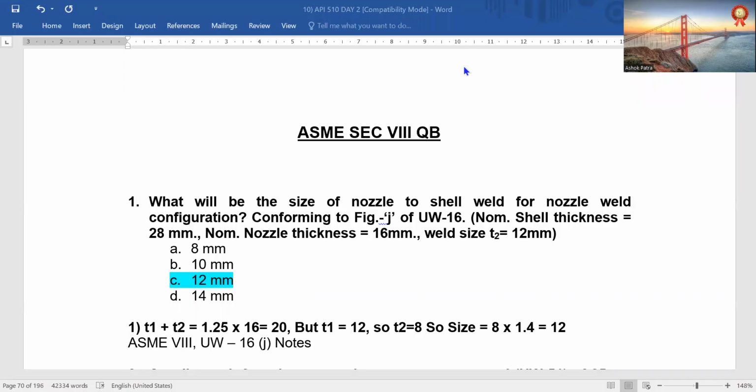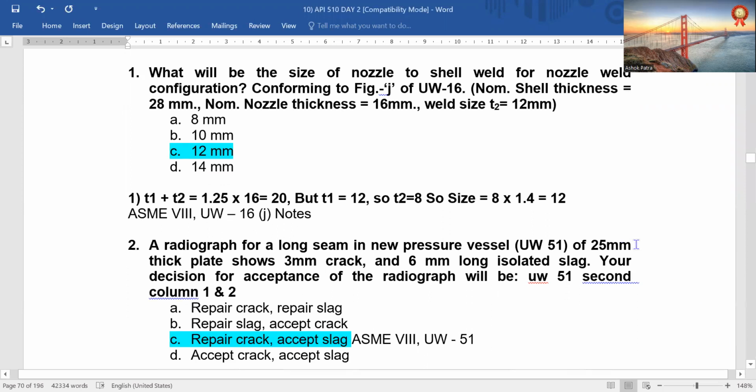Okay, the next one we do is ASME Section VIII UW-16. What will be the size of the nozzle weld? Two-sided fillet weld for the nozzle weld configuration conforming to Figure UW-16.1, nominal shell thickness 28 mm. So there we read T1, T2 is 1.25 or 1/4 of the nozzle thickness.